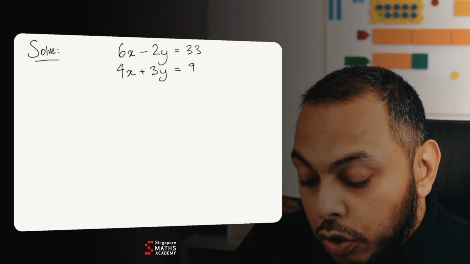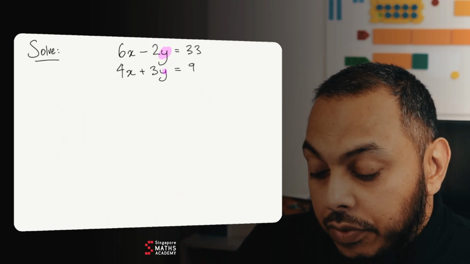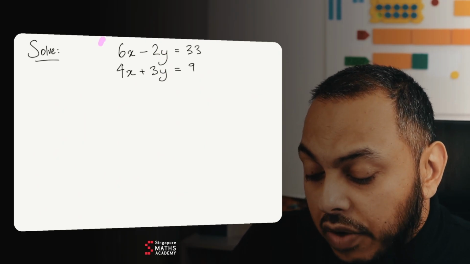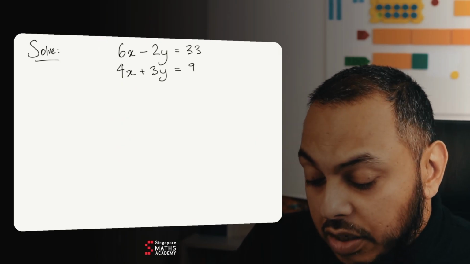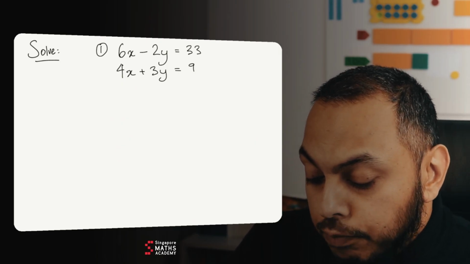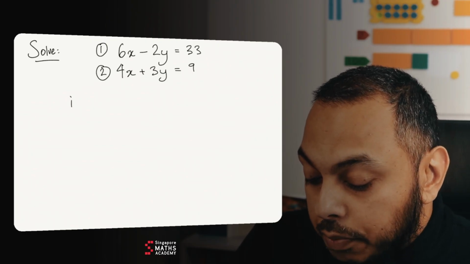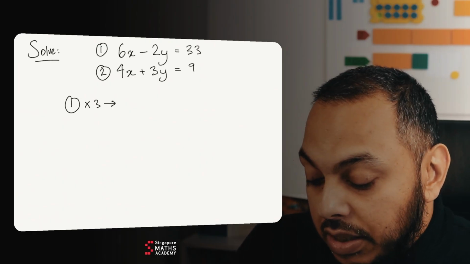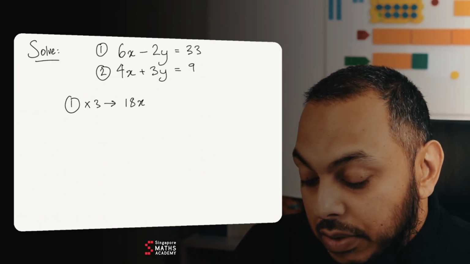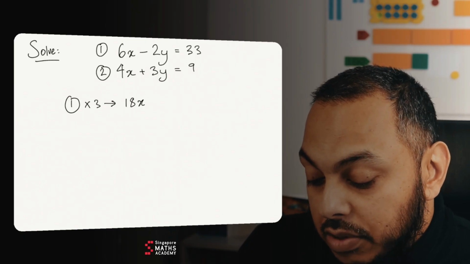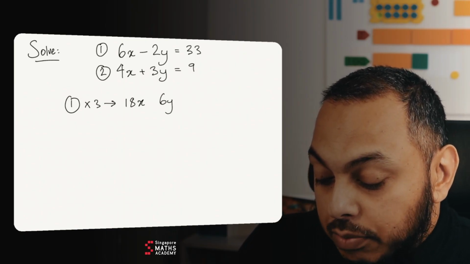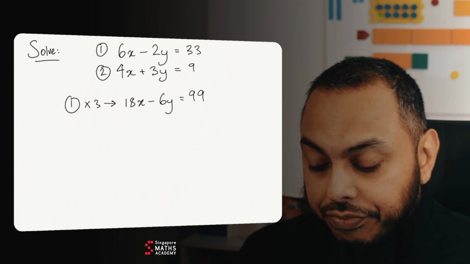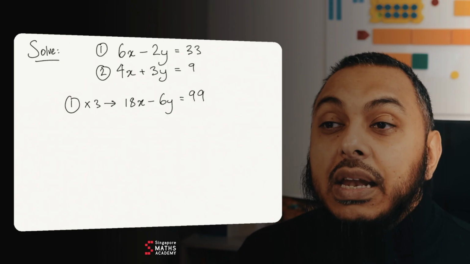Now, I could multiply to get rid of the y or x. I'm going to choose the y in this case because I've got 2 and 3 here. So I'm going to call the first equation equation 1, and this one equation 2. If I multiply equation 2 by 3, what do I get? 6x times 3 is 18x. 2y times 3 is 6y, and it's subtraction here. And then I've got 33 times 3, which is 99. Perfect, 99.